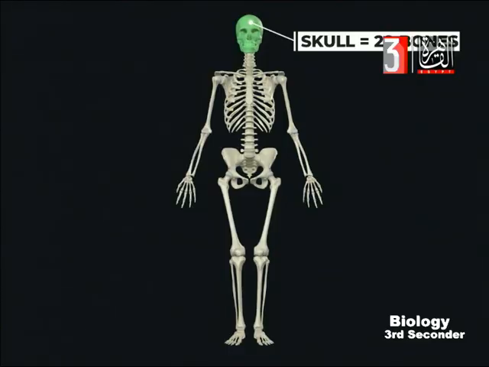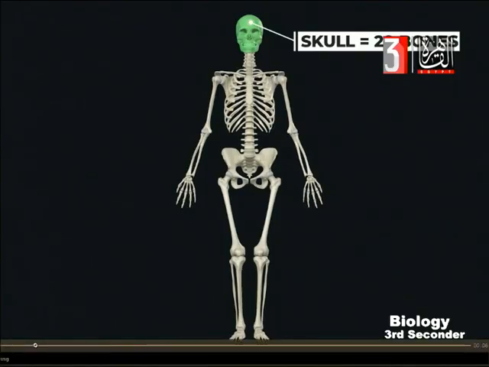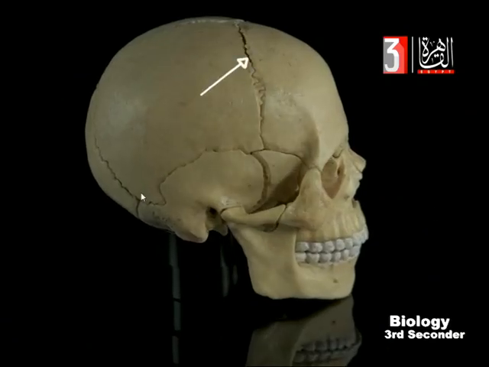The skull consists of 22 bones related to support and 7 accessory bones. So the total number of bones in your head is 29 bones: 22 bones related to support and 7 accessory bones. I will explain it to you now. This is the skull. The skull has two parts. This one is the posterior or cerebral part, and this one is the facial or anterior part.